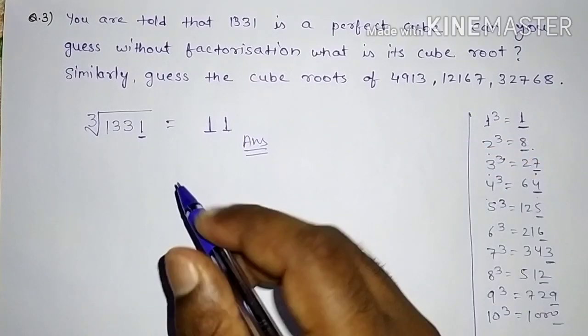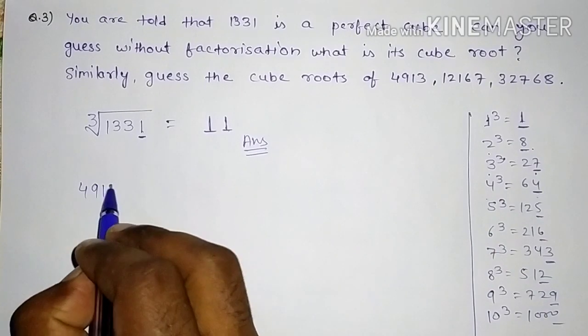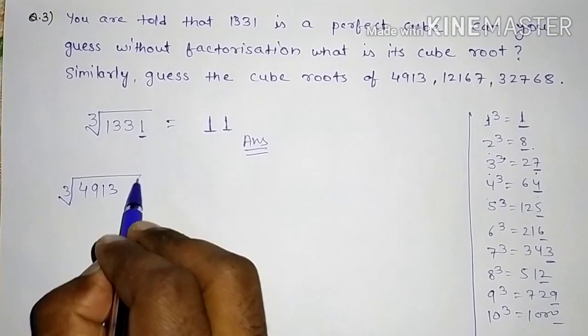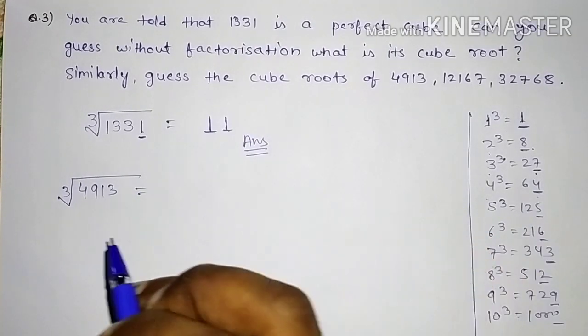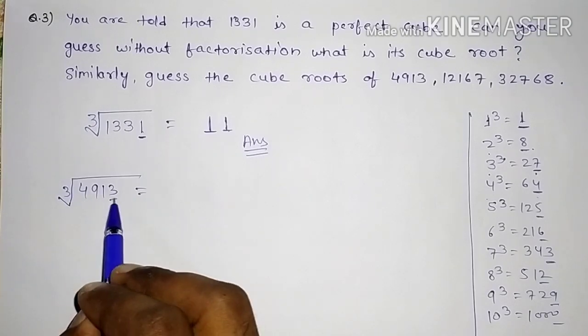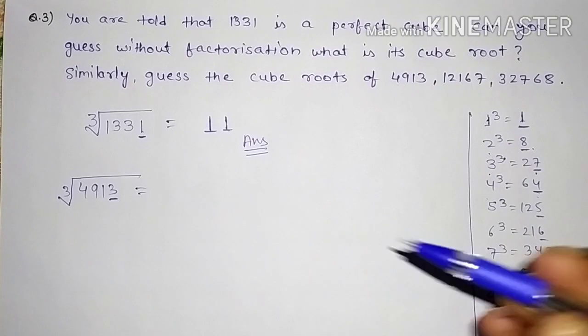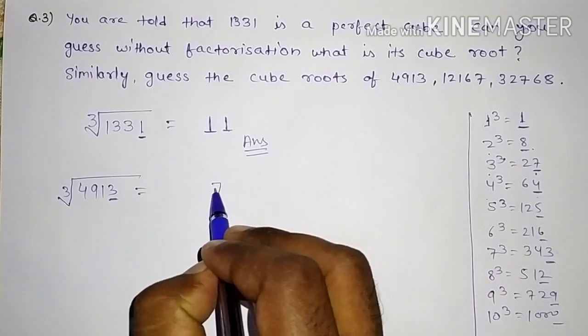From this question we can clearly understand what's going on. 4913. Here we have to find the cube root of 4913. Again, first of all, what do we have to see? The unit digit of this number. 3 is the unit digit. So here we have to check which number's cube has unit digit 3. Looking at the cubes, 343 has unit digit 3. This is the cube of 7. So write here 7.